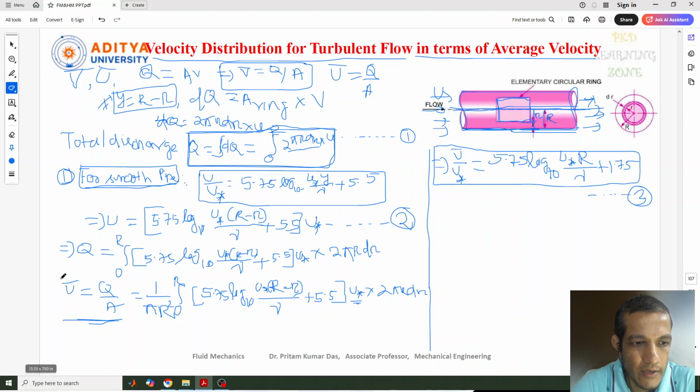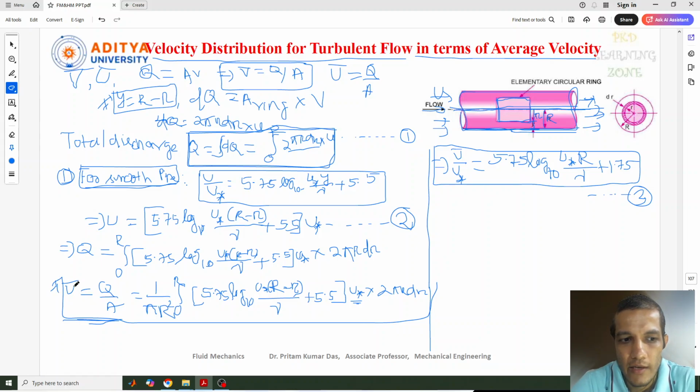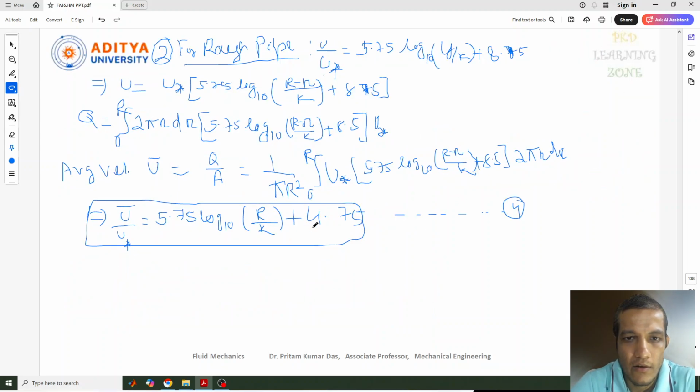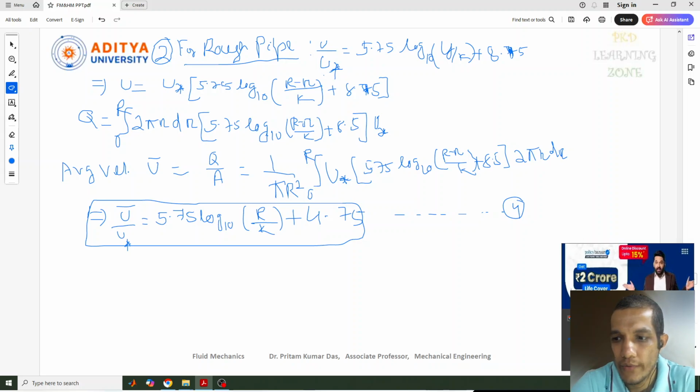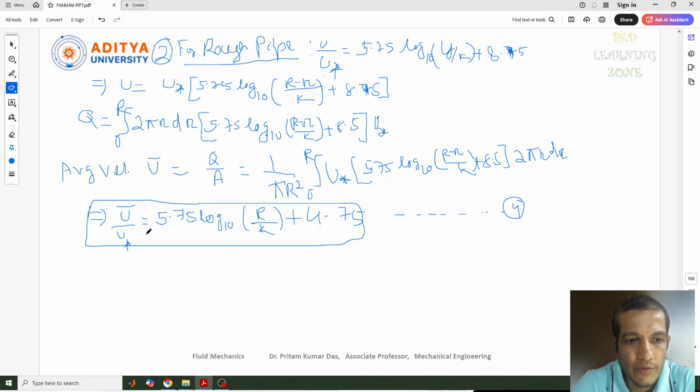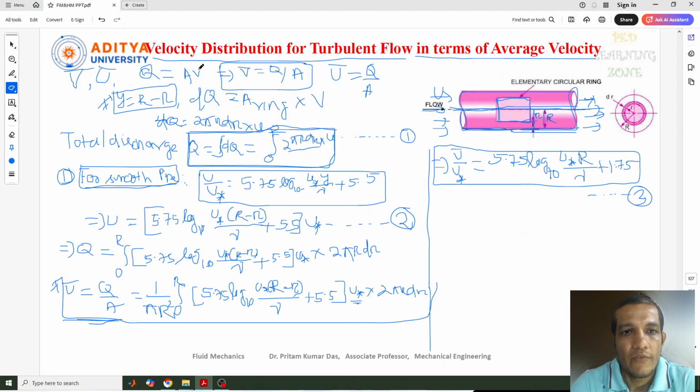Similarly, this is the average velocity, and from this we got u bar by u star equals 5.75 log 10 of u star r by nu plus 1.75. Here there is just a slight change, so for the rough pipe we got u bar by u star equals 5.75 log 10 of r by k plus 4.75. So this is about the velocity distribution for turbulent flow in terms of average velocity.